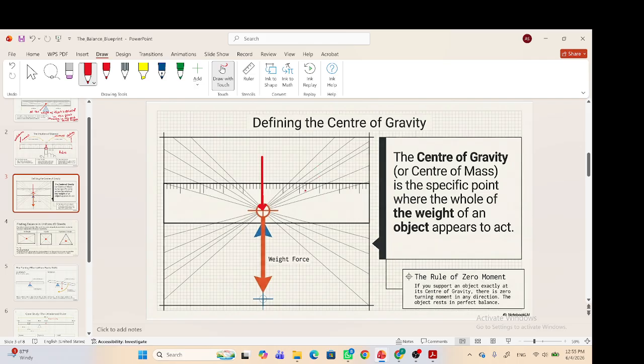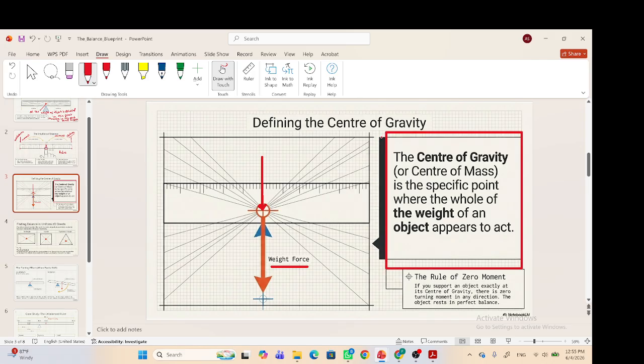If we collect all the moments from the right side and from the left side, the moment will be equal to 0 at this point, and the whole weight of the ruler will be gathered at the specific point. Okay, so this is the definition of center of gravity. So what is center of gravity?